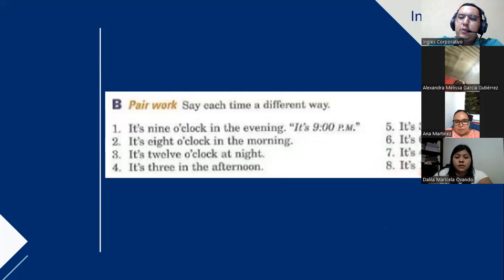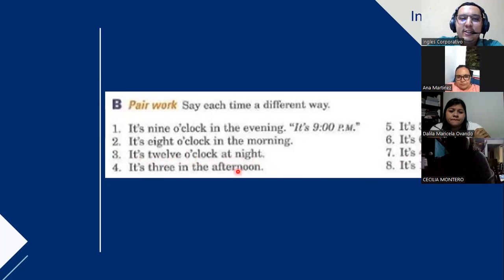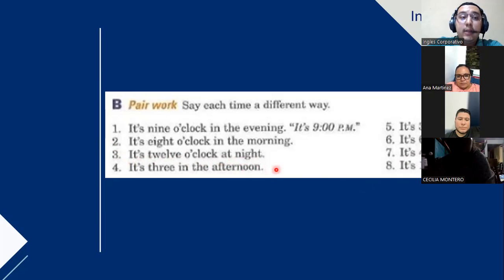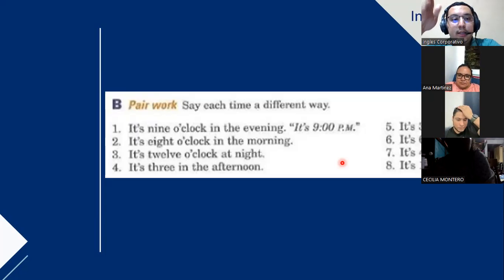Let's see right over here. The number eight. It's 12 p.m. It's noon. No, we are going to change this one. At noon, because noon is the half of the day, and in the case of midnight, it is the half of the night. That's why we call it midnight. It's telling us that it is the half.